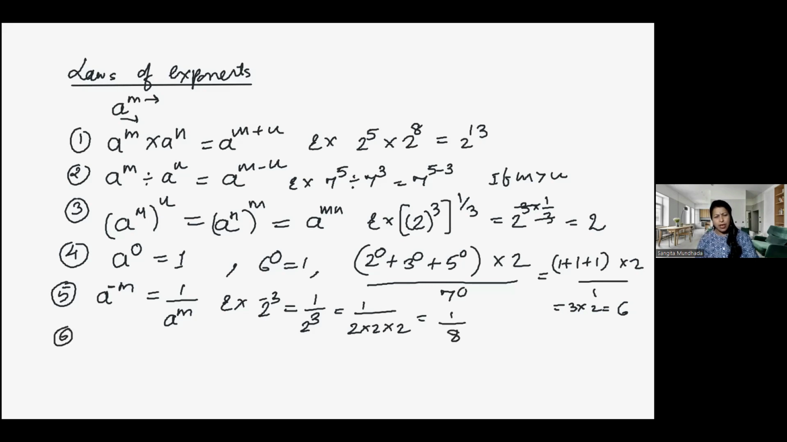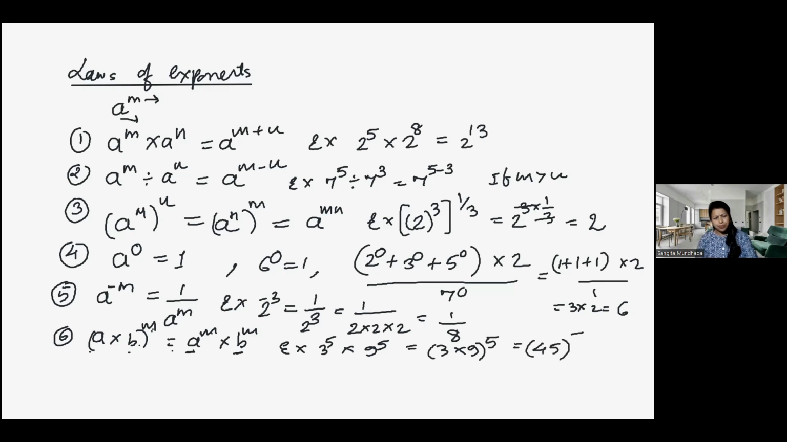Law number 6: (a into b)^m is equal to a^m into b^m. If (a into b)^m, here the base is different and the power is the same, then we can write (a into b)^m, or a^m into b^m. For example, 3^5 into 9^5, I can write (3 into 9)^5 is equal to 45^5.